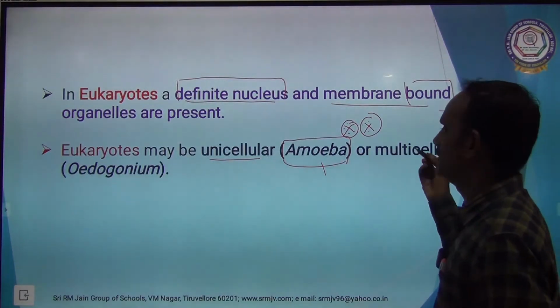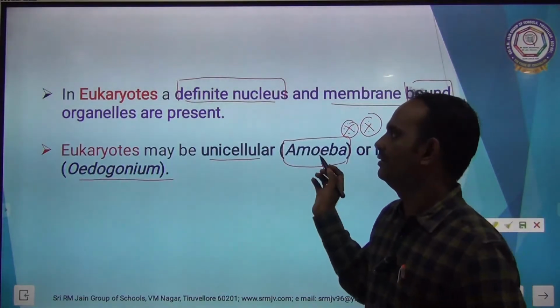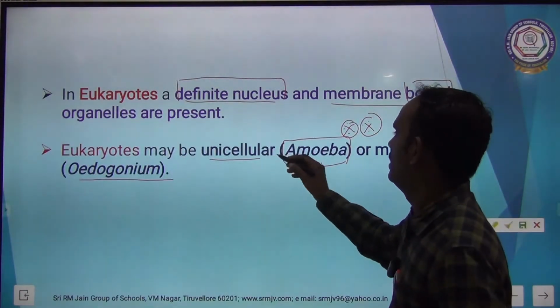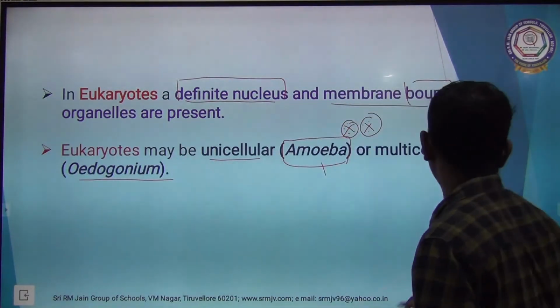And a multicellular organism example is Oedogonium. So these all come under eukaryotes. Okay, so the unicellular organism is amoeba, and the multicellular organism is Oedogonium.